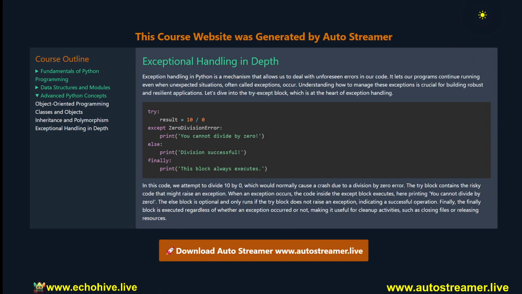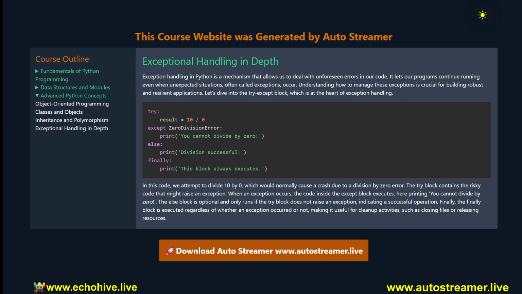Exception handling in depth. Exception handling in Python is a mechanism that allows us to deal with unforeseen errors in our code. It lets our programs continue running even when unexpected situations, often called exceptions, occur. Understanding how to manage these exceptions is crucial for building robust and resilient applications.